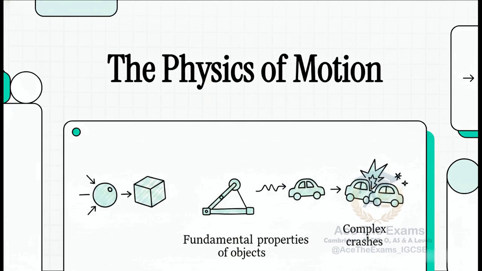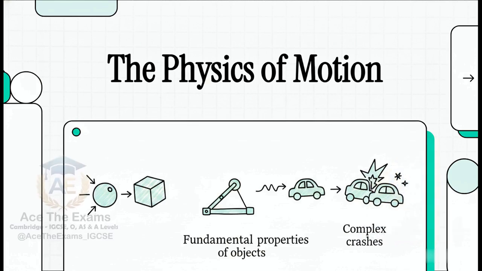Today, we are going to build our understanding of dynamics from the ground up, starting with simple pushes and fundamental properties, all the way to complex, real-world crashes. But we aren't just going to talk about the physics. We are going to decode the exact strategy you need to conquer syllabuses like the 0625, 0651, 0652, 5054, and specifically the mighty A-Level 9702.